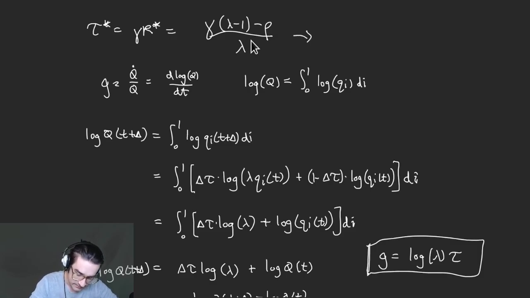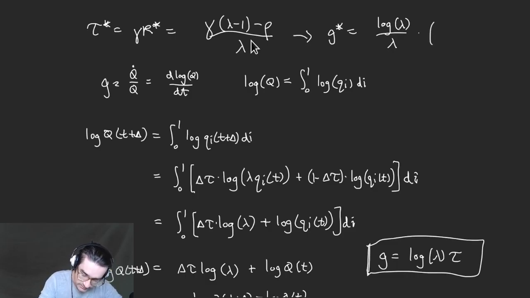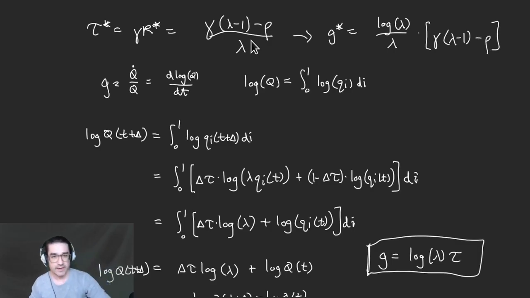Here you can see up top, we have tau is gamma r, which is this expression here, and so now we know what g star is. It's just that thing times log of lambda, so log of lambda over lambda itself, times the bracket, gamma lambda minus one minus rho. So that's our growth rate.